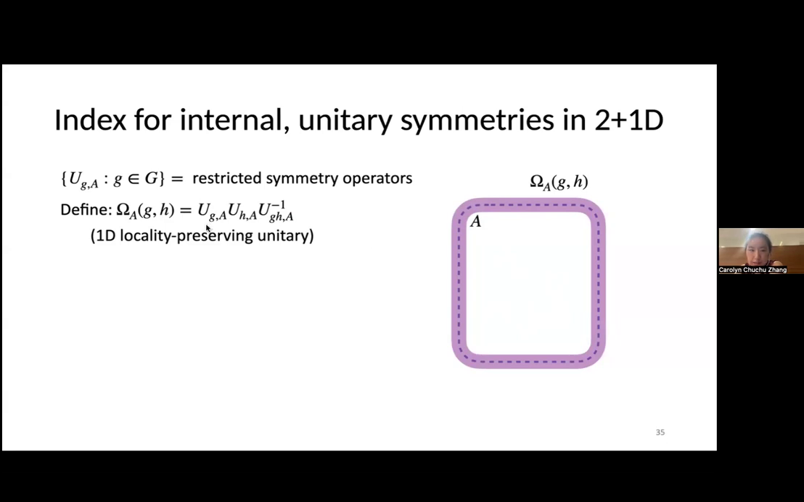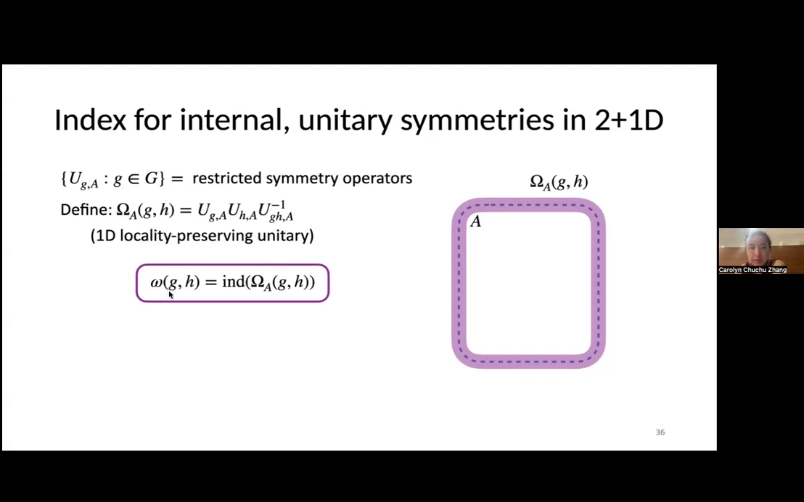And you can show that because each of these operators is locality preserving, and their restriction is locality preserving, this 1 plus 1 D unitary is also locality preserving. So now we can define a 1D locality preserving unitary associated with any two group elements. And then the index is just going to be the GMVW index of this locality preserving unitary.